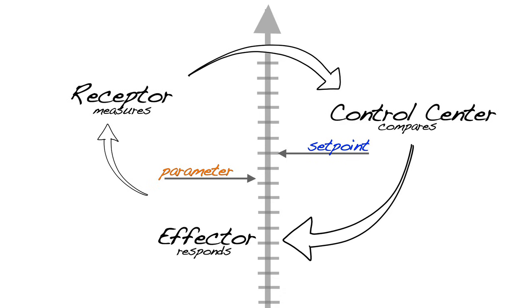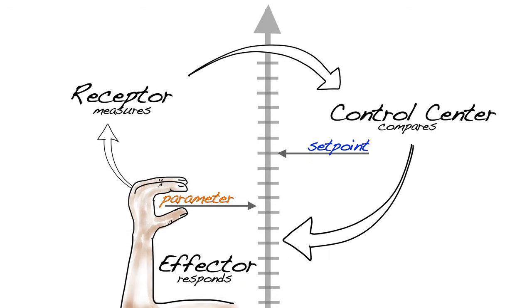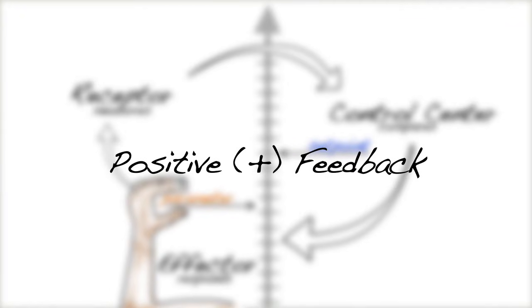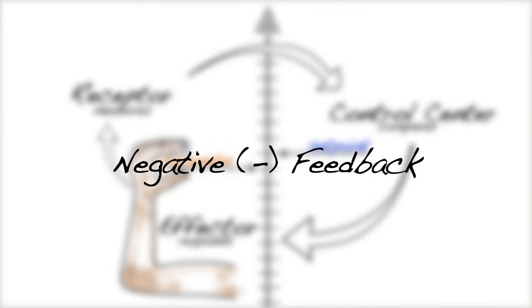Effectors can be muscles, organs, or any other component that receives signals from the control center. In response to these signals, the effectors can either enhance or reduce the deviation. If the deviation is enhanced, we have a positive feedback loop. And if it is reduced, we have a negative feedback loop.